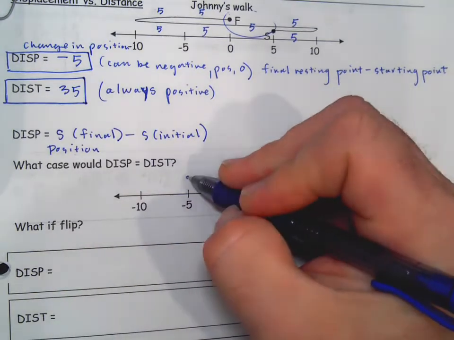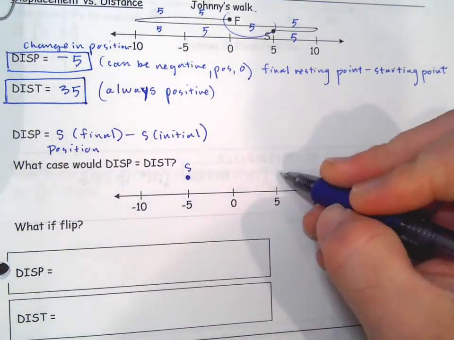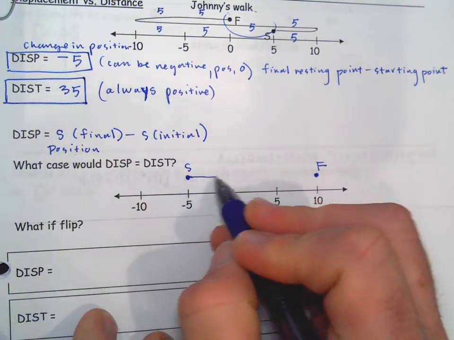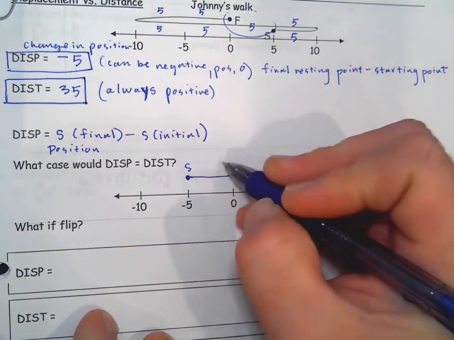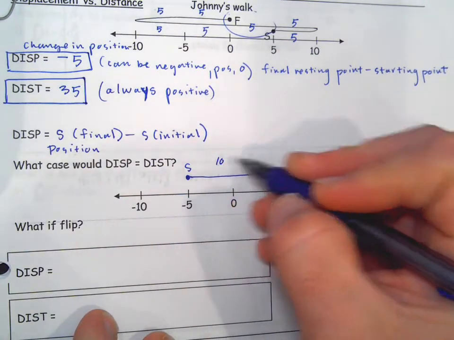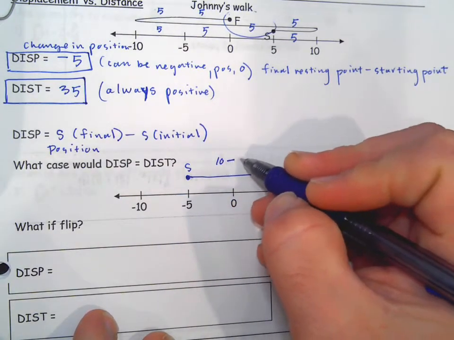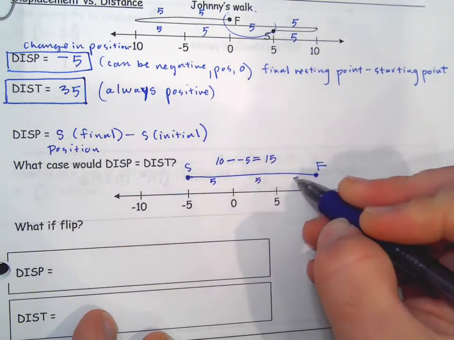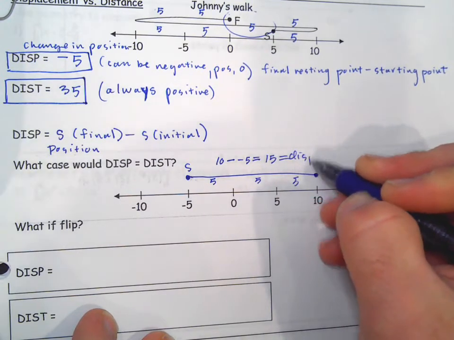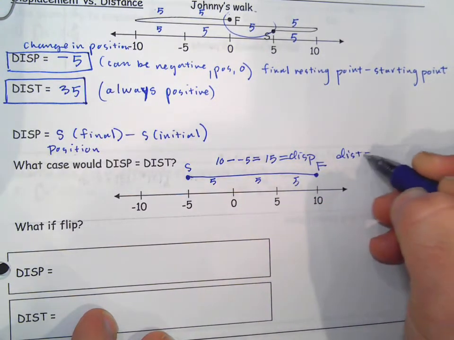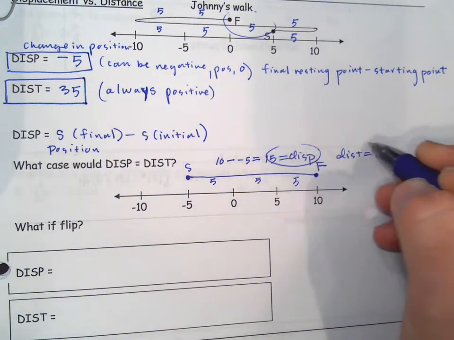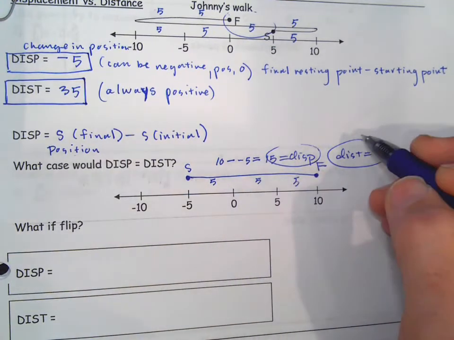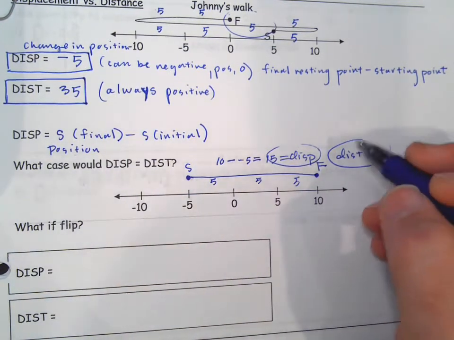For instance, if we started here and we ended here and we never changed direction, then displacement would be final spot minus initial spot, which would be 15, which would also be your distance. Your distance would equal 15. So this would be the one special case. And the thing that's special about it is that you're moving to the right the whole time. If you're moving to the right the whole time, distance and displacement would be the same.